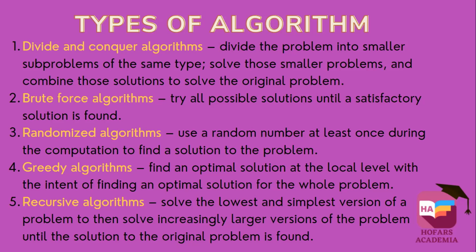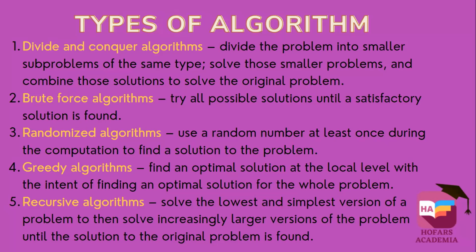As it says, try all possible solutions until a satisfactory solution is found. So let me explain with an example. Suppose you have a lock and you forgot what key is to be used to open that lock, but you have this bunch of keys, right? So you will try one by one key, all of the keys, until you get the key to unlock the lock. So over here you are trying all the possible solutions so that you can unlock that lock.